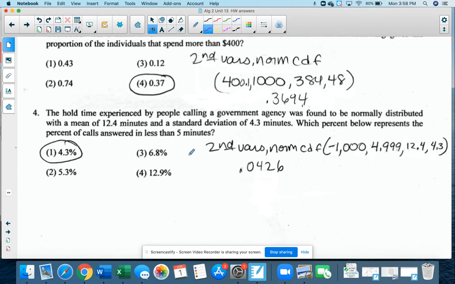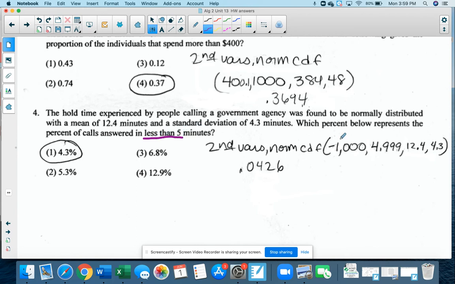Same thing for number 4. The hold time experienced by people calling a government agency was found to be normally distributed with a mean of 12.4 and a standard deviation of 4.3. Which percent below represents the percent of calls answered in less than 5 minutes? So 5 is the upper because I want to be less than 5 minutes. So that's the upper number.